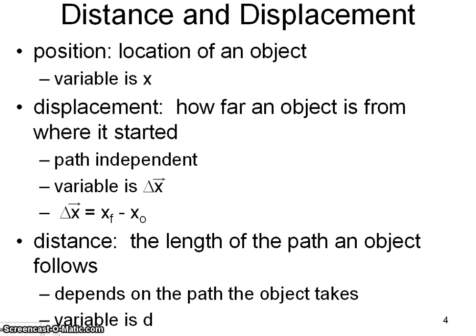Now let's talk about displacement. Displacement is how far an object is from where it started. And it is completely path independent. It doesn't matter how the object got to where it is. It only matters where it started and where it ended up. And we draw an arrow that starts where it started and ends where it ends up. The variable for this is delta x with an arrow over it. Remember, delta is the change in, and it means final minus initial. So the displacement of an object is equal to its final position minus its initial position.